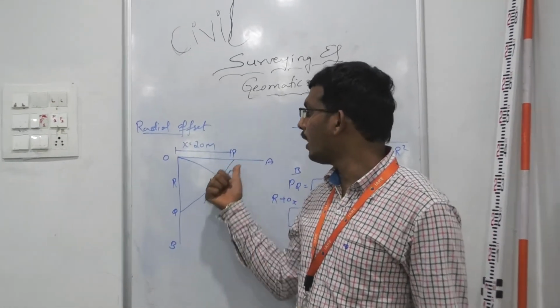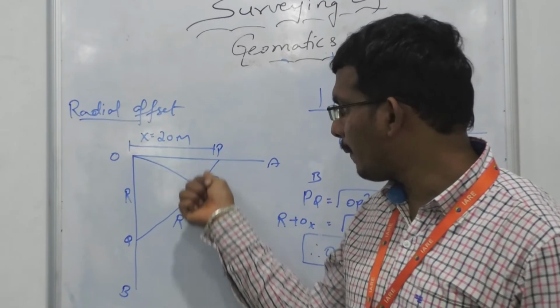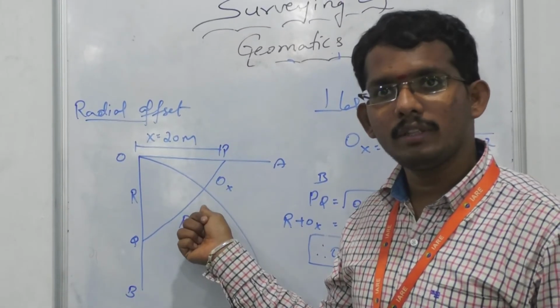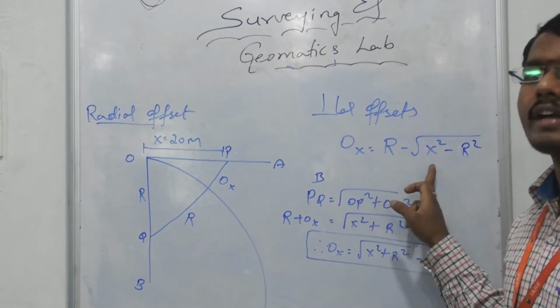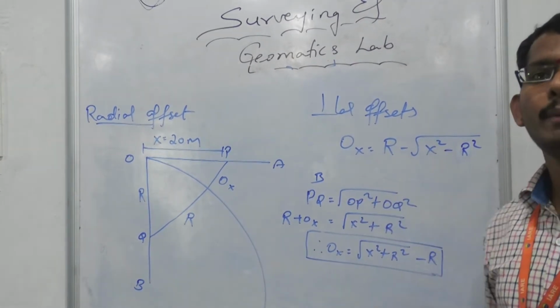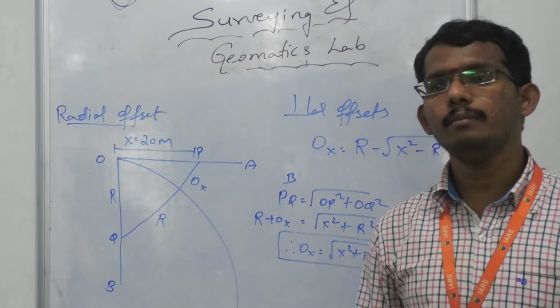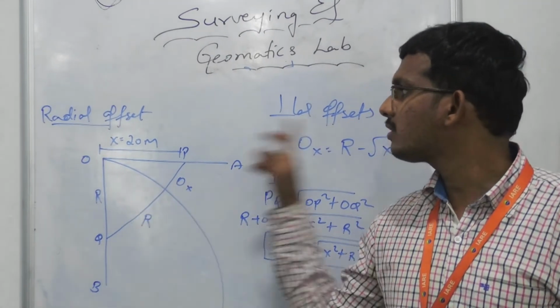This is called the radial offset method. If the offset is taken perpendicular, it is called the perpendicular offset method. Here we have a formula: OX is equal to R minus root over R square minus X square. Here also we apply the same principle of the Pythagoras theorem, but here it is not the hypotenuse, it is a side.